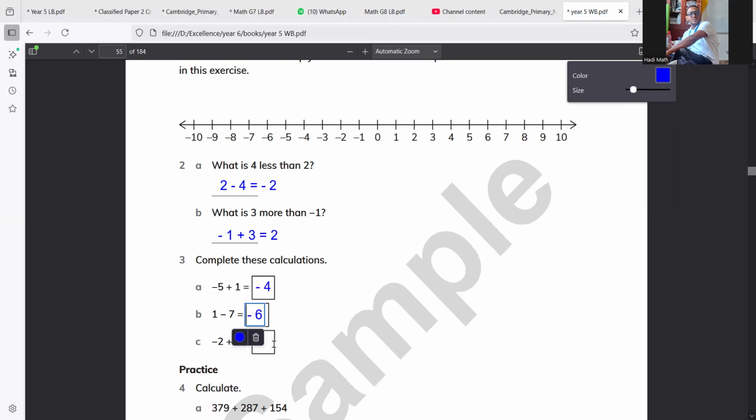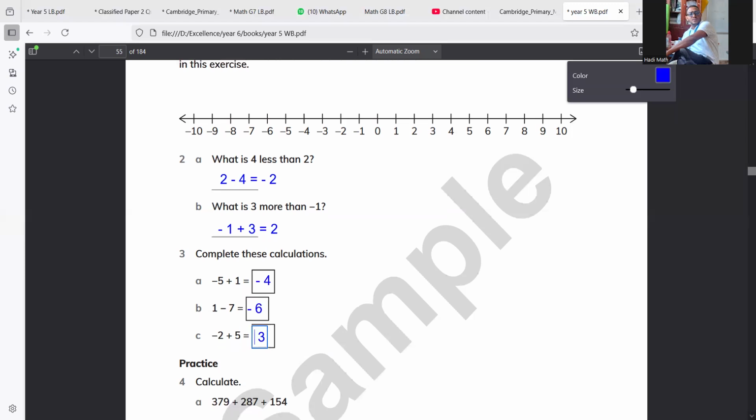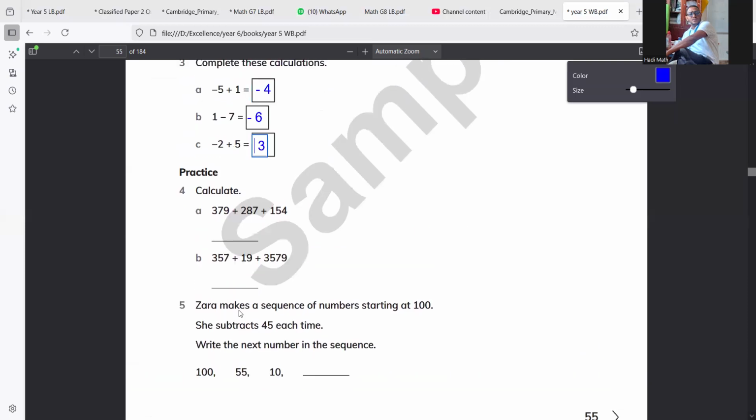Okay. Then here, 5 and negative 2, and 5 is positive. 2 is negative, 5 positive, different sign. Difference between 5 and 2 is 3. Then you put the sign of the greater one. The greater one is 5 and the 5 is positive. You don't need to write the positive sign. So it will be what? It will be 3.